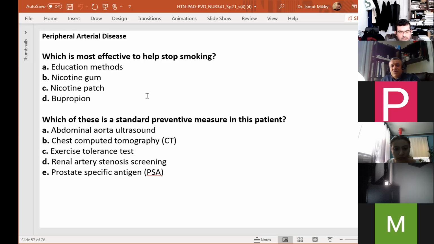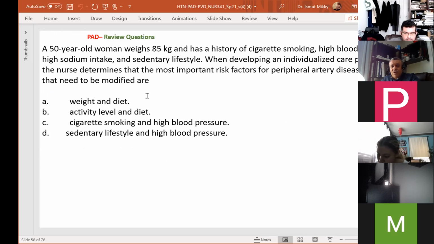Given the patient's age and diagnoses, it is the abdominal aortic ultrasound. The rule says that all men who were ever smokers need an ultrasound to exclude aneurysms, especially when it comes to the AAA, the abdominal aortic aneurysm.